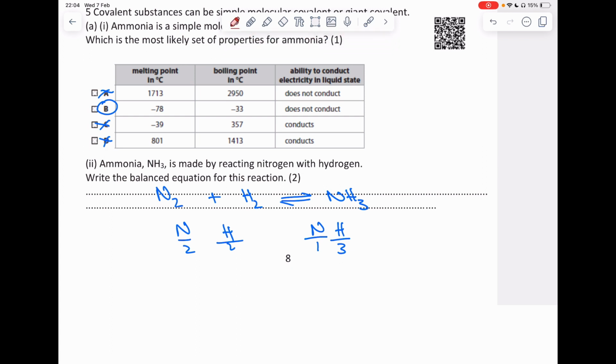So what I'm going to do now is put big numbers in front of this. To get my N's to be 2, I'm going to need a 2 there, which gives me 2 N's and 6 hydrogens. To get 6 hydrogens here, I'm going to put a 3 there, which takes me to 6, and there we have it.